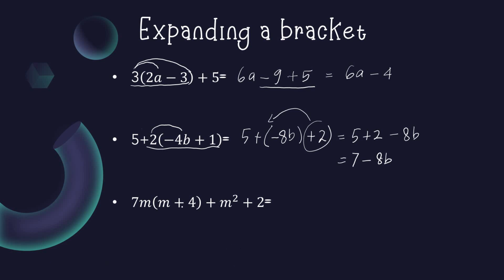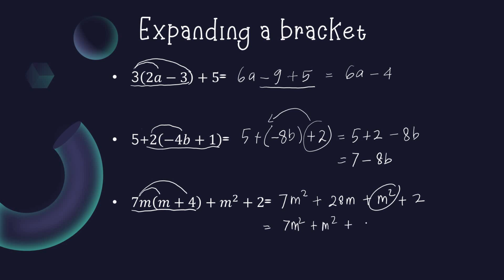Next is this one. 7m plus times m plus 4 times plus m squared plus 2. So we will do this one first. 7m times m, so 7m squared, plus 7m times 4, 28m, plus m squared plus 2. That equals 7m squared. You plus it with this one. M squared plus 28m plus 2.